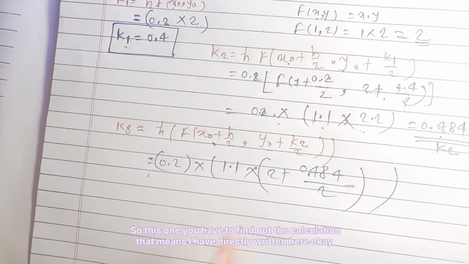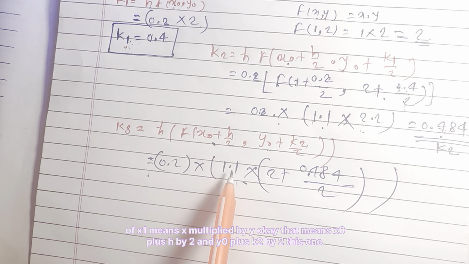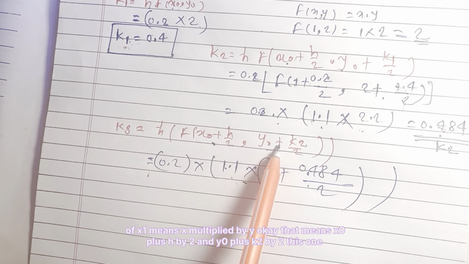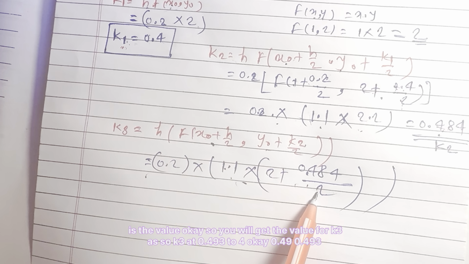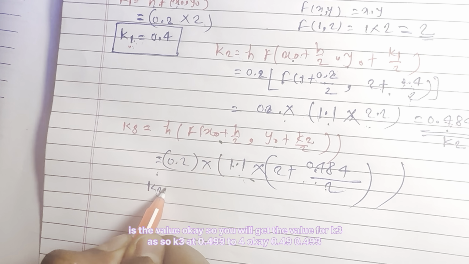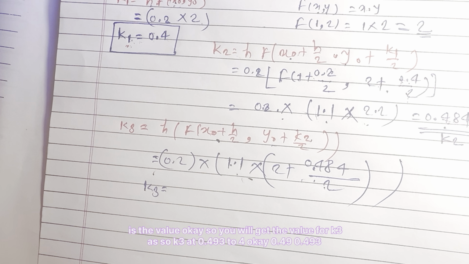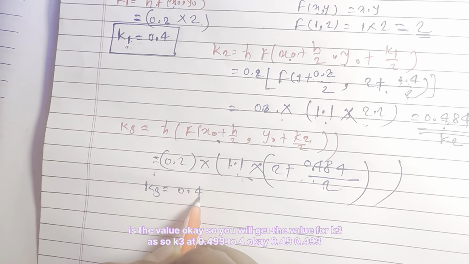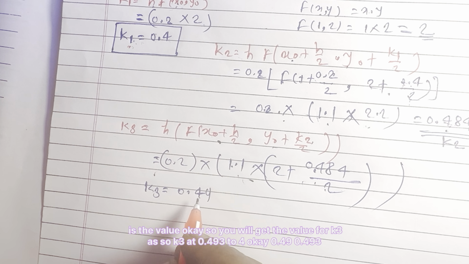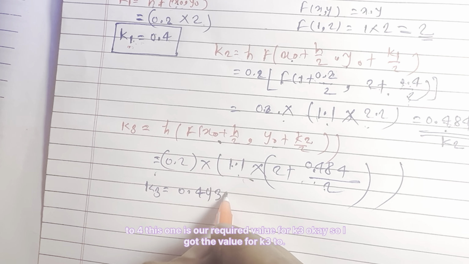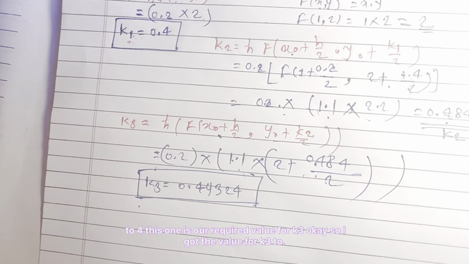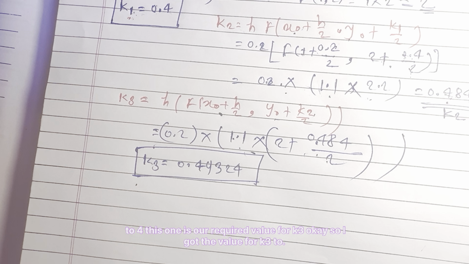So this one you have to find out the calculation. That means I directly wrote it here. f of x, y means x multiplied by y. That means x naught plus h by 2 and y naught plus k2 by 2. So you will get the value for k3 as 0.49324. This is our required value for k3. So I got the value for k3 too.